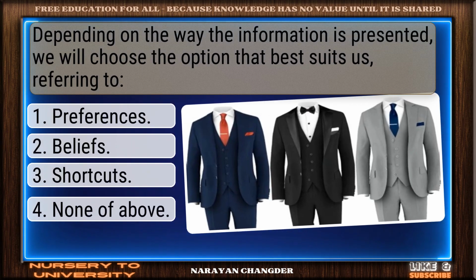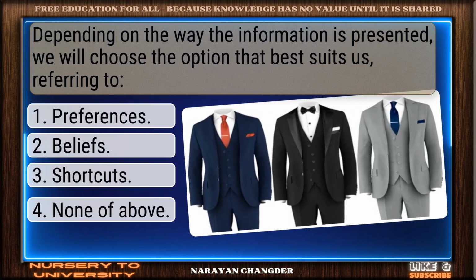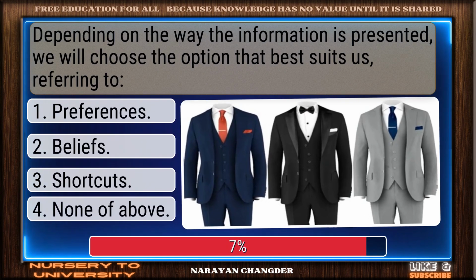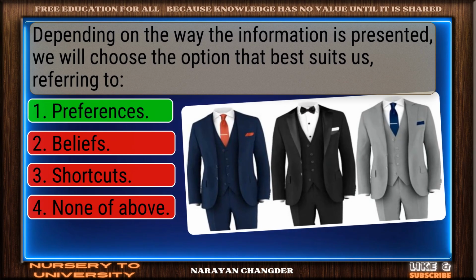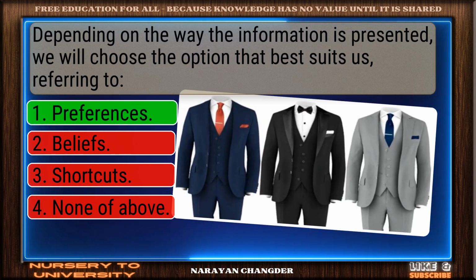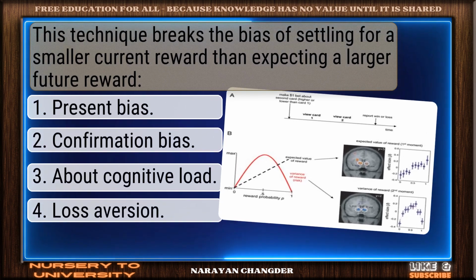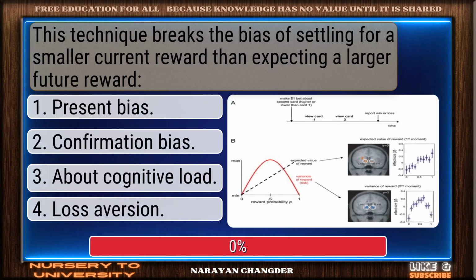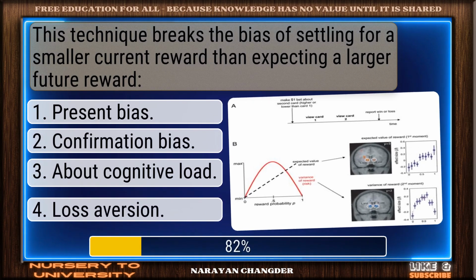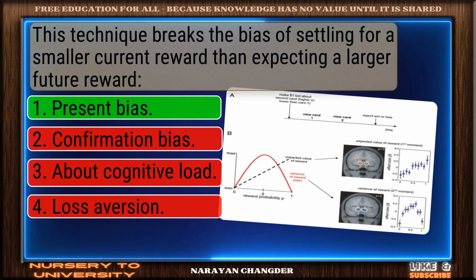Depending on the way the information is presented, we will choose the option that best suits us, referring to. Nicely done. Preferences is a solid answer. This technique breaks the bias of settling for a smaller current reward than expecting a larger future reward. Solid response. Present bias is a valid choice.